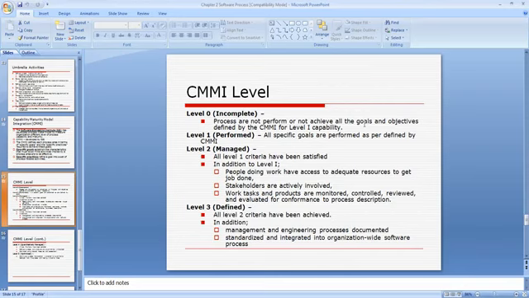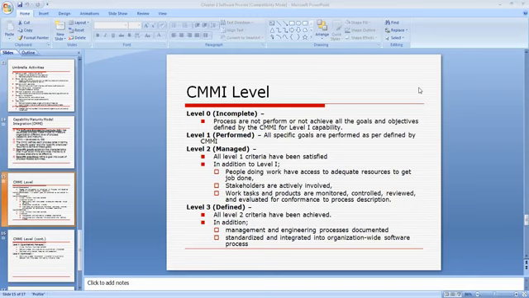So what is level 0? This level is called the incomplete level. Processes are not performed or do not achieve all the goals and objectives defined by the CMMI for level 1 capability. That means this is an incomplete level. Level 0 is an incomplete level that is not performing to achieve the goals or objectives defined by the CMMI. So this is level 0.